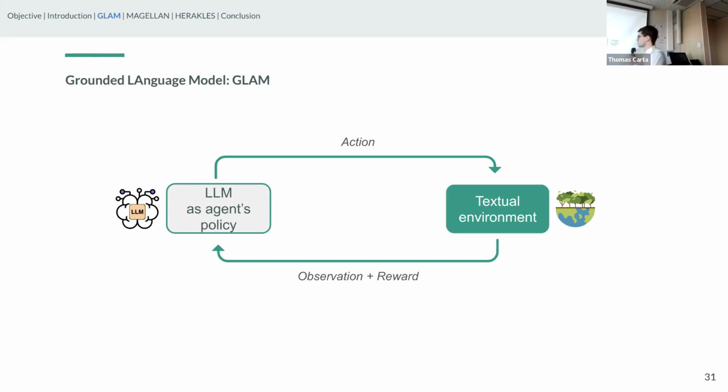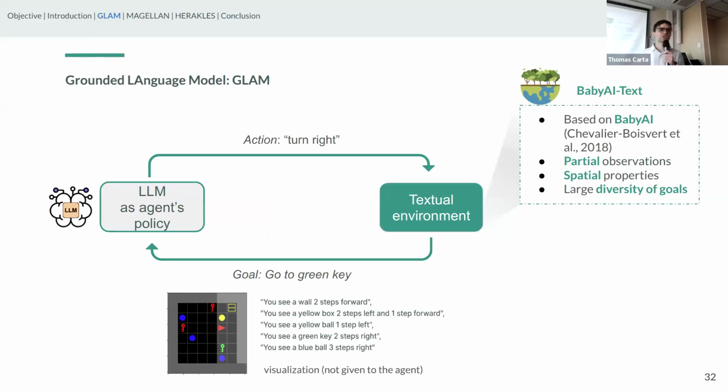So a short overview of GLAM. We have an LLM that now acts as the agent's policy, that interacts with the textual environment. And this textual environment here is called BabyAI-Text. We have made it from the one called BabyAI. And what is interesting about this environment is first, it contains partial observations, and then it has spatial properties that are not usually present in the text on which LLMs have been trained on the web. And finally, there is a large diversity of goals. So the textual environment generates a description of the scene. Here the little image is not passed to the LLM, it's just for us to visualize. And then the LLM generates an action that will be acted out in the environment.